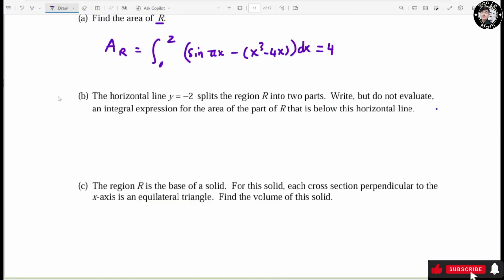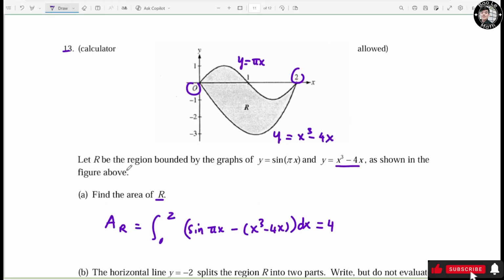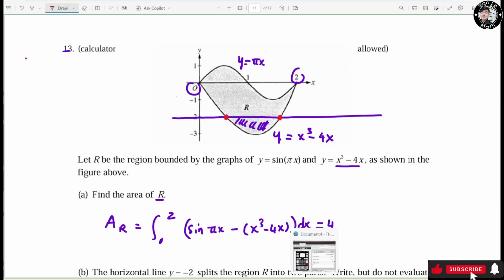Question B. The horizontal line y equals -2 splits the region R into two parts, right? But do not evaluate an integral expression for the area of the part of the region R that is below this horizontal line, right? So y equals -2 is going to be right here. So we need to calculate the area of this one right here, right? Now we need to find the intersection between this guy and this guy, right? So we need to use the calculator, right?